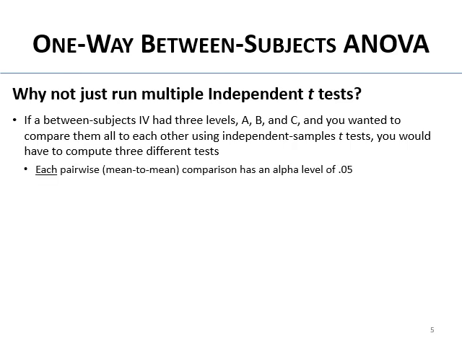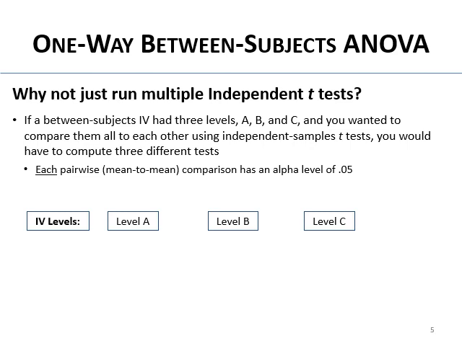So what are they? Oh, sorry. In each pairwise comparison, that is mean-to-mean comparison, you're going to be evaluating the statistical significance at an alpha level of 0.05. Well, what is an alpha level of 0.05? That is your likelihood of making a type 1 error, right?